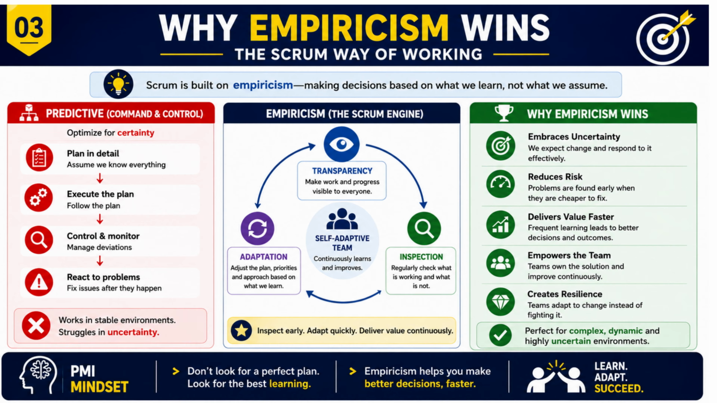These three pillars form a continuous learning cycle. Every sprint provides new knowledge, helping the team improve the product, refine its processes, and deliver greater value over time. Why does this matter? Because empiricism embraces uncertainty instead of resisting it. It uncovers risks early, enables faster learning, empowers self-managing teams, and builds resilience in the face of change.